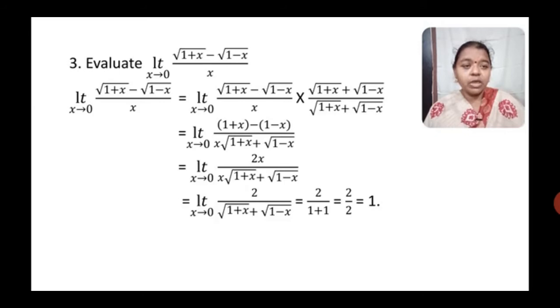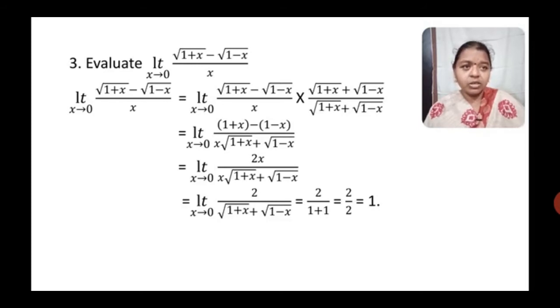When we do this, our numerator is of the form a minus b into a plus b. We all know a minus b into a plus b is a square minus b square. Here the value of a is root of 1 plus x and the value of b is root of 1 minus x. So when I say a square, root of 1 plus x whole square, square and root get cancelled. Similarly, root of 1 minus x whole square will be there, out of which square and root get cancelled.